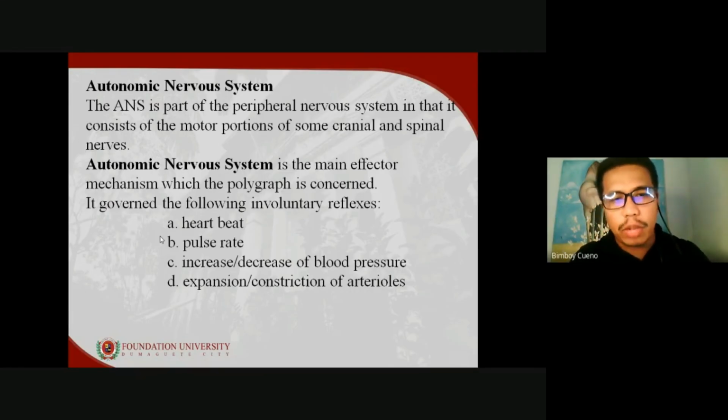So whatever happens, if a person will tell a lie, it will activate the autonomic nervous system that will actually make changes in the heartbeat, pulse rate, and the blood pressure of the person.